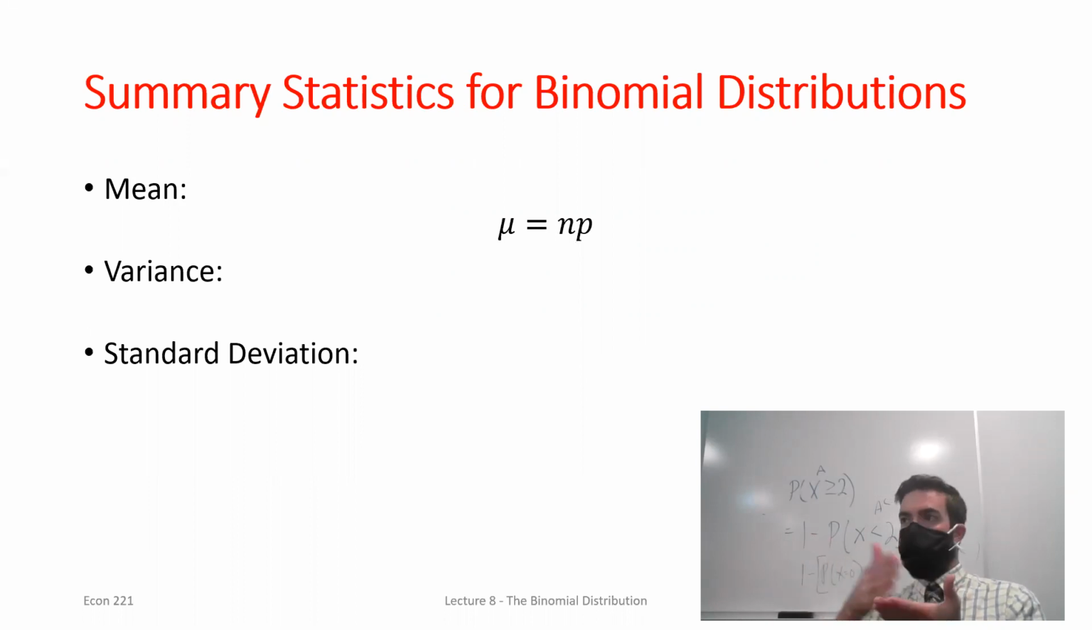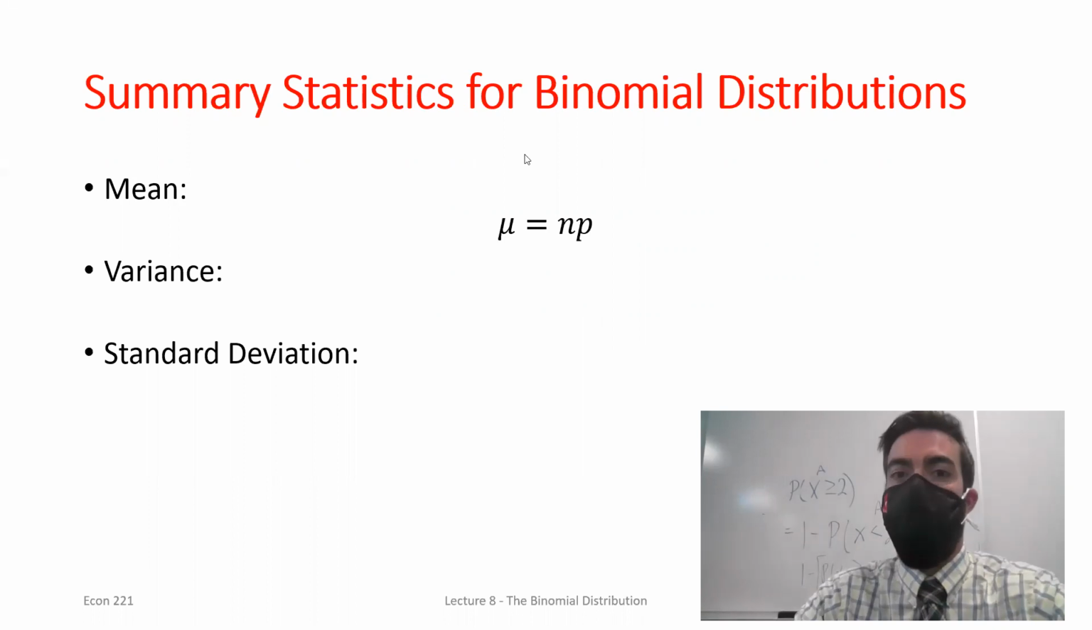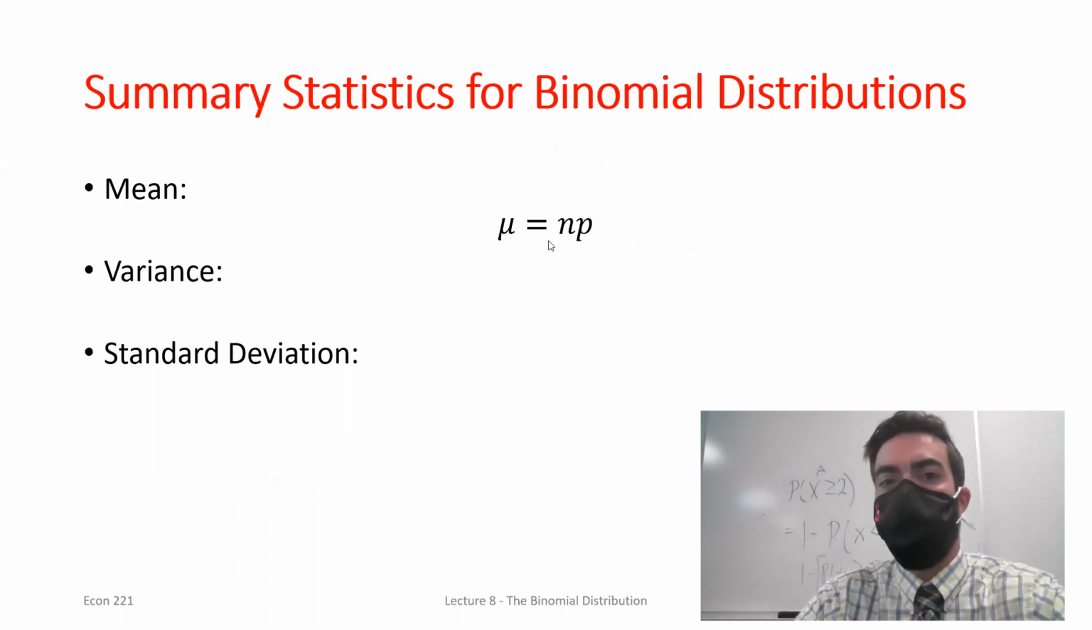Well, how did I get those? 0.3 times 10 gave me the 3. 0.5 times 100 gave me the 50. Right? So it's kind of intuitive, but here's the actual formula that will work for us.